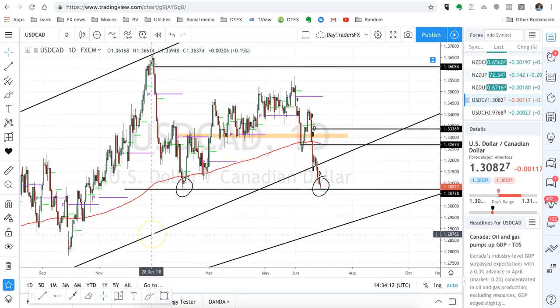Nice little double bottom here. This isn't a major level, but this is a double bottom from the start of the year, January this year, and then here we are. So kind of a big double bottom. This is a nice little range to be trading against. We've got some good upper targets.